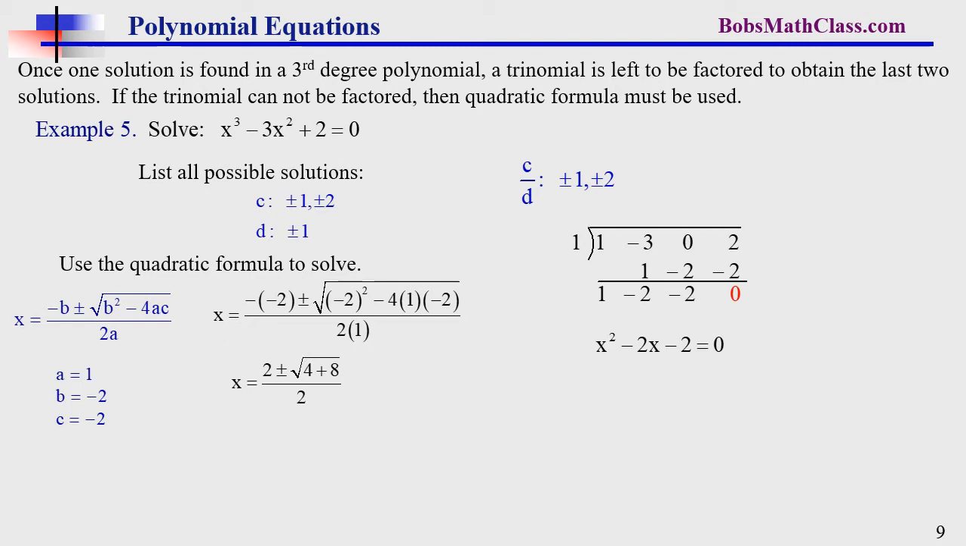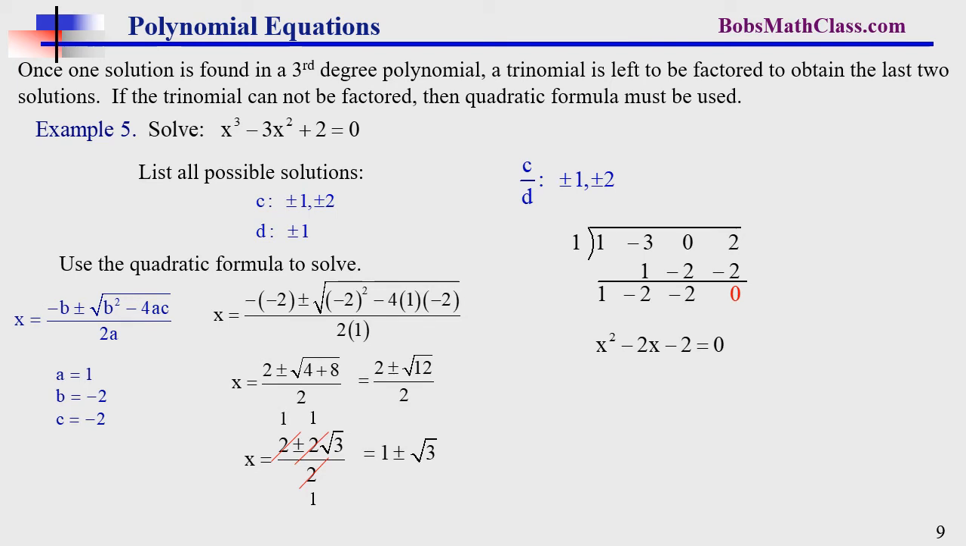So inside we get 4 plus 8, which is 12. 2 plus or minus square root 12 over 2. Simplify square root 12, which is 2 square root 3. And then we can reduce it as long as there's a number that goes into all 3 numbers at the same time, which is 2. So our final answer is 1 plus and minus the square root of 3.